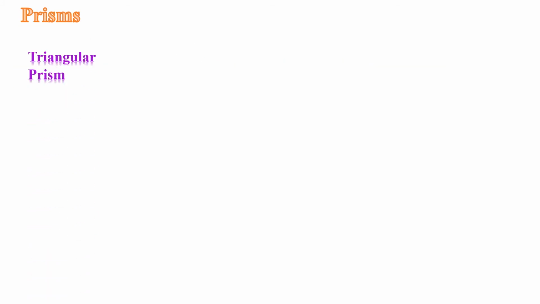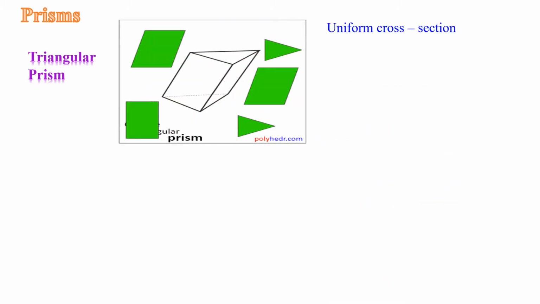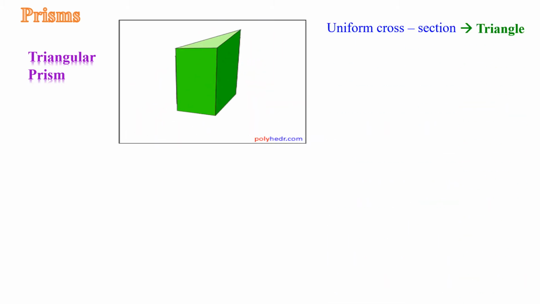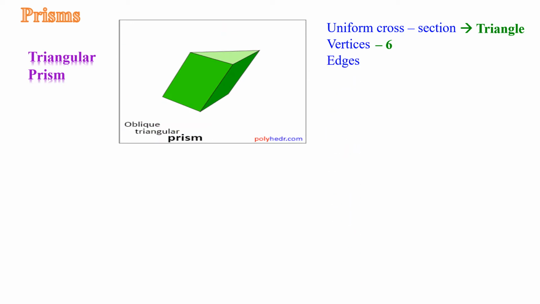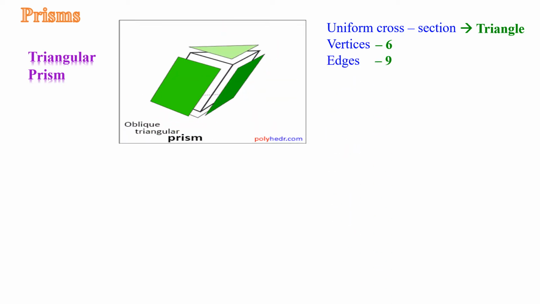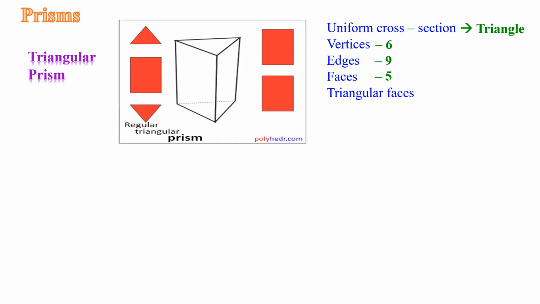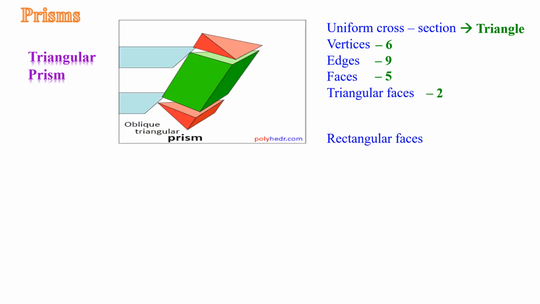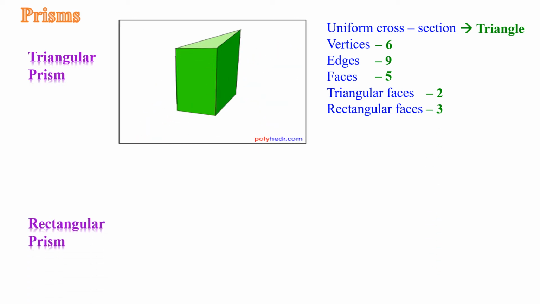Triangular prism. A triangular prism has a uniform cross section which is a triangle. The number of vertices of a triangular prism is 6 and the number of edges is 9 and the number of faces is 5. The number of triangular faces is 2 and the number of rectangular faces is 3.